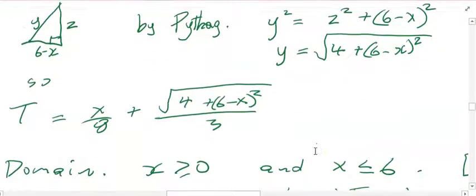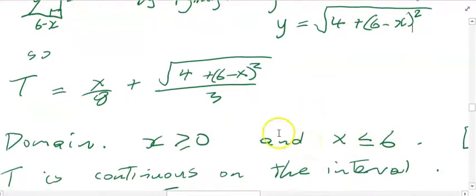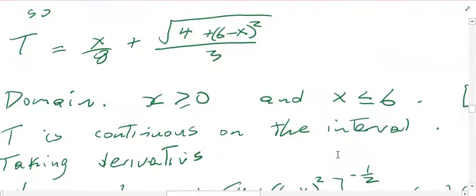We want to think of the possible domain for x values. We want x to be positive, greater than or equal to 0. And of course, x will be less than or equal to 6, because 6 miles is the maximum that the visitor can run on the shore. T is a continuous function on the interval.